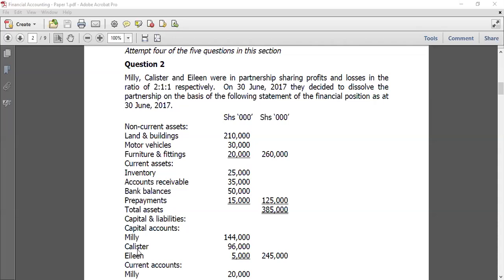So once you know what that means, we have to see how we close off the partnership, how we share the remaining assets, and how we account for them, and so on. So that is what we are basically going to look at today when it comes to partnerships.